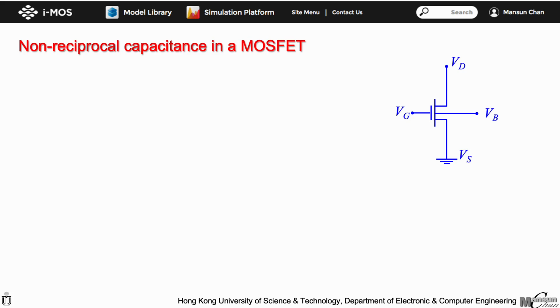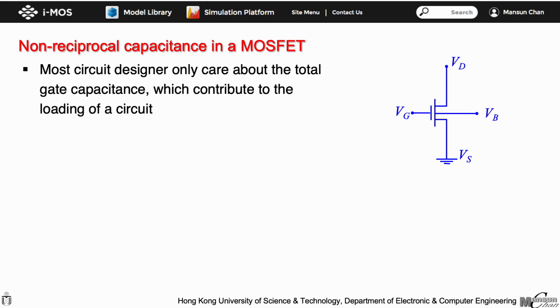For a MOSFET represented by the symbol given here, there are usually capacitances associated with each terminal. For example, the most important one is the capacitance associated with the gate terminal, because it represents the loading contributed by this MOSFET. To represent the gate capacitance, capacitors like what is shown here in the figures are usually added. But we have to be very careful about the meanings of these capacitors.